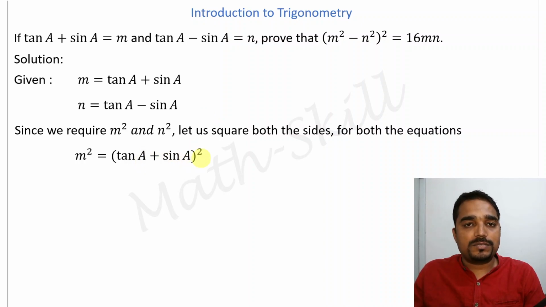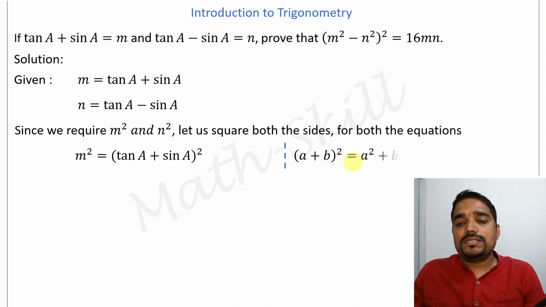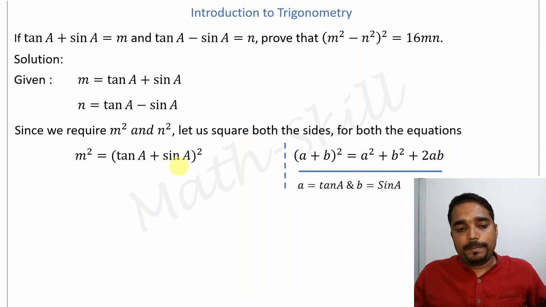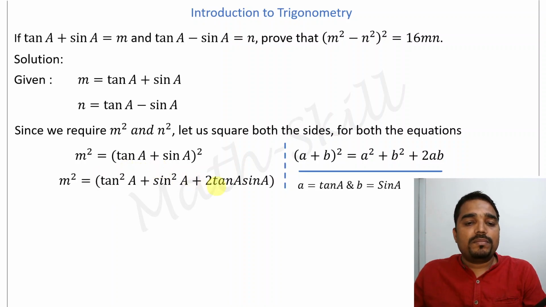So we know the algebraic expression (a plus b) whole square is equal to a square plus b square plus 2ab. Here in the formula, wherever there is a, we have tan a, and wherever there is b, we have sin a. Therefore, a is equal to tan a and b is equal to sin a. Let's apply the formula, wherein we will get three terms in the RHS, that is m square is equal to tan square a plus sin square a plus 2 times tan a multiplied by sin a.